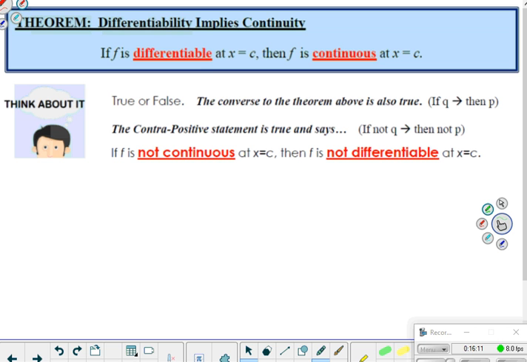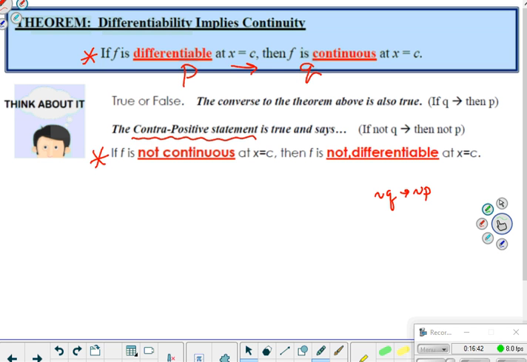If I do the contrapositive statement, which says not Q, then not P, well, maybe I should talk about P leads to Q, right? Differentiable means it's continuous. If I look at it in reverse and negating it, I get if f is not continuous, then it's not differentiable. So I like to remember these two statements.